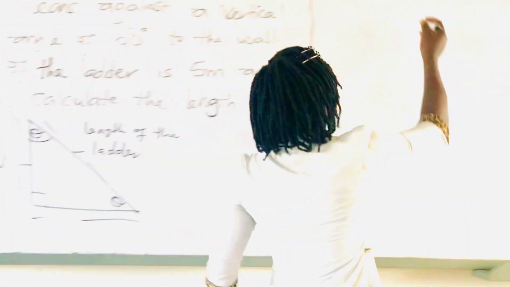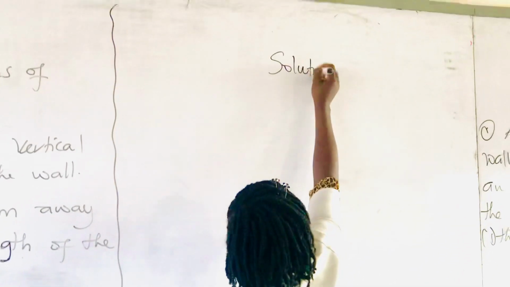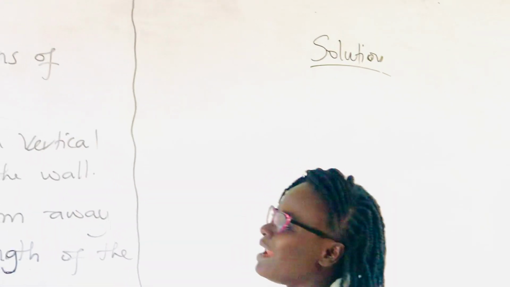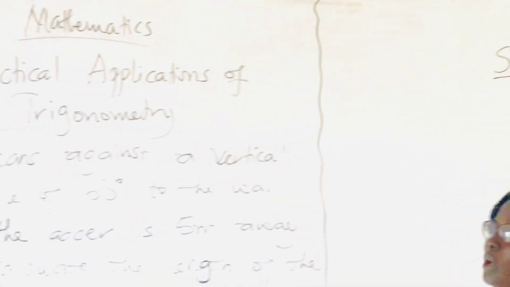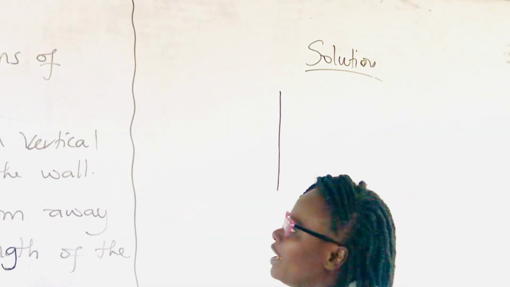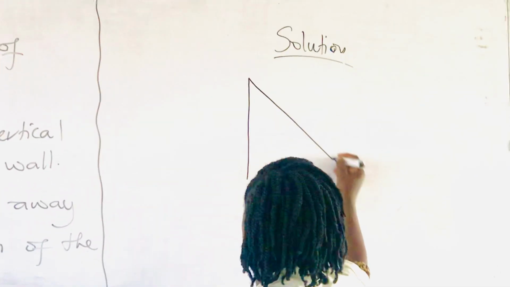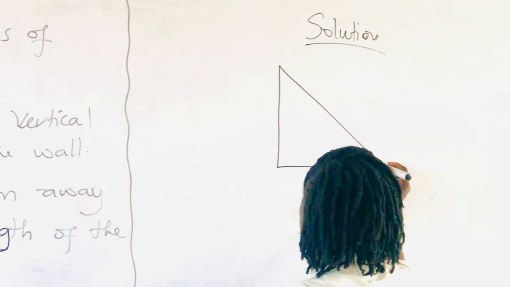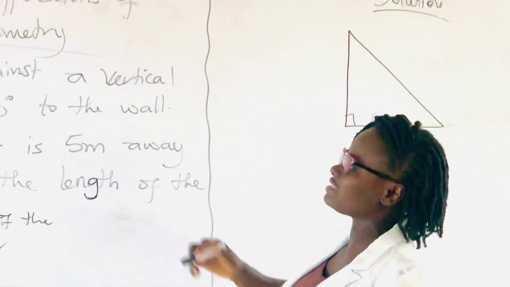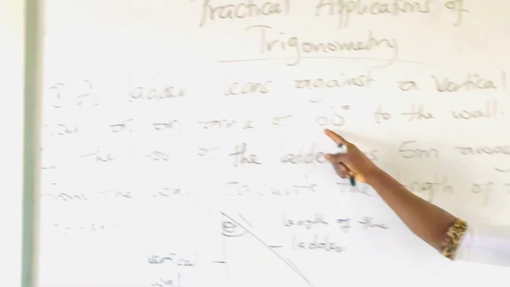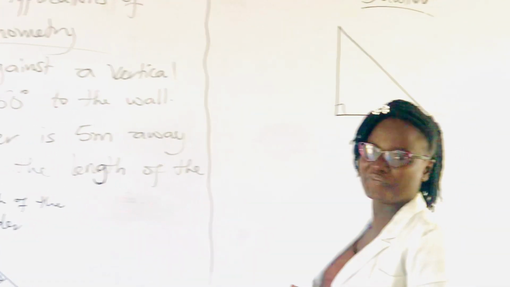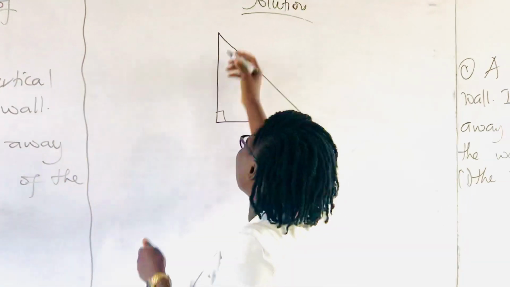Okay? So we come here and we pick each line. A ladder leans against a vertical wall. This is my vertical wall, and this is the ladder leaning against the vertical wall. And I will enclose it to form a right angle triangle. Then it says that it makes an angle of 60 degrees to the wall. So where do you think our 60 degrees will be formed? To the wall. So at the top here.